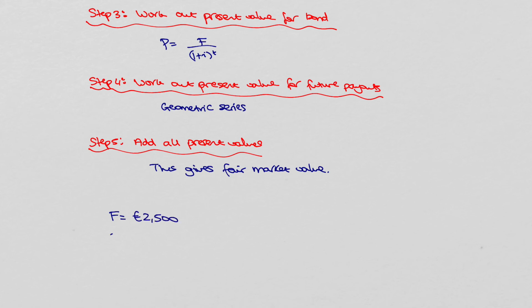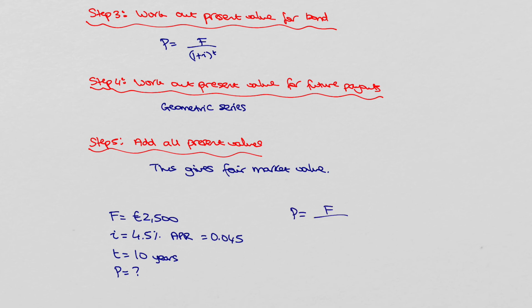We know the interest rate is 4.5% per year, so therefore that's going to be 0.045. The time is 10 years. And we want to know what would that be worth now if they're getting the 2,500 after the 10 years.